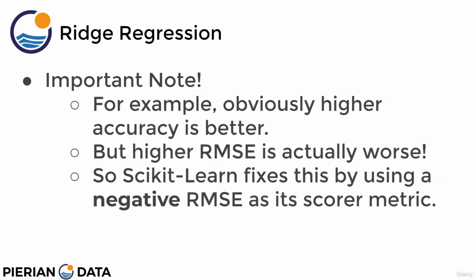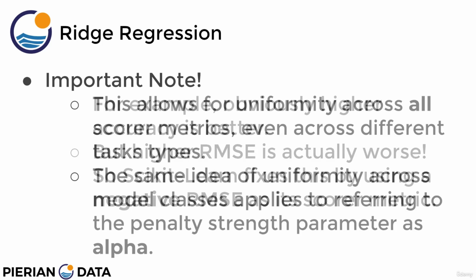Well, for example, obviously if you're running some sort of test, a higher accuracy is better. But what if you're running a regression task? A higher root mean squared error is actually worse. In order to maintain uniformity across all models and all tasks, scikit-learn fixes this by using a negative root mean squared error as its score metric. That means the higher a negative root mean squared error is, the better it actually is. So across any scorer, the higher it is, the better it is. And it fixes that issue for certain error metrics by making them negative.